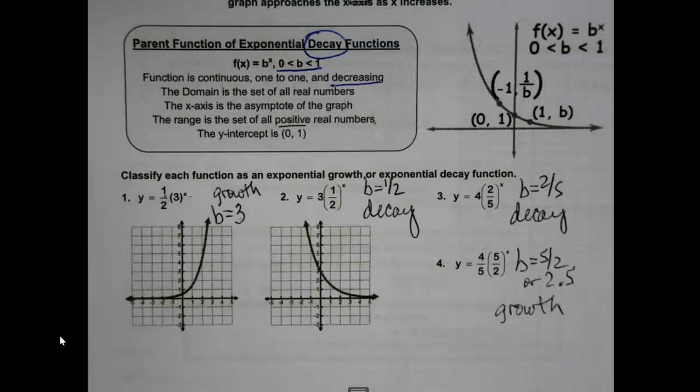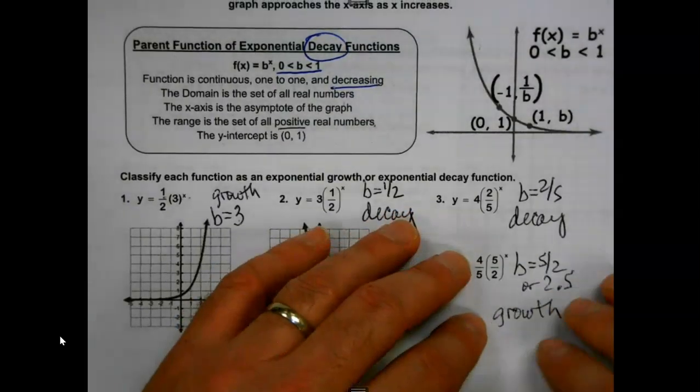Because 5 over 2 is 2.5, which is still greater than 1. So number 4 is going to be growth, even though it's a fraction. So be on the lookout for that, because that can mess you up if you're not watching out for things.